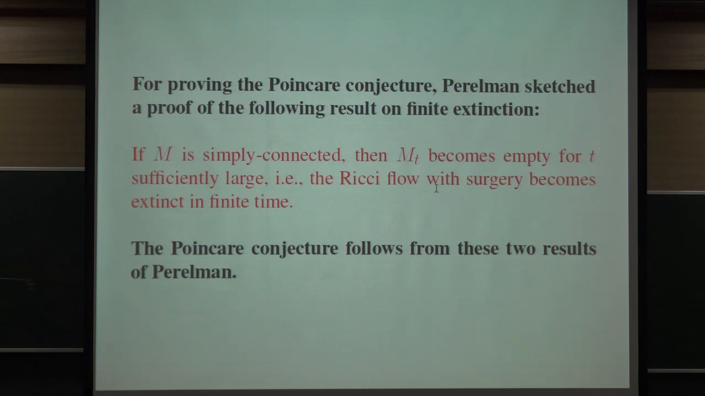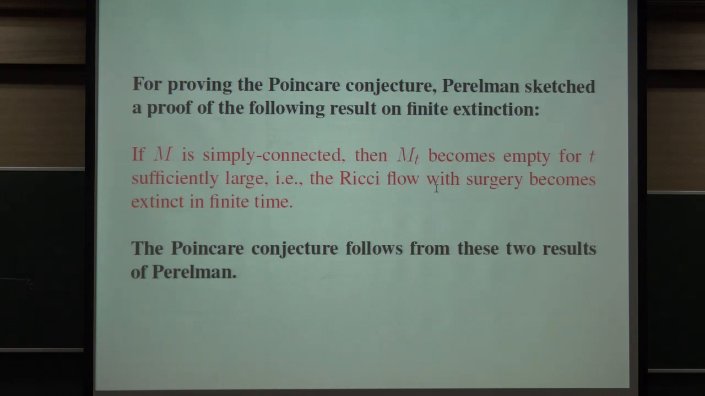So to prove the Poincaré conjecture, Perelman sketched the proof of the following result for finite extinction. If M is simply connected, then M_T becomes empty. So in this solution, M_T can be empty. That's a perfect manifold, nothing to be worried about. If this happens after some surgeries, then we say the Ricci flow becomes extinct in finite time, because it goes nowhere.